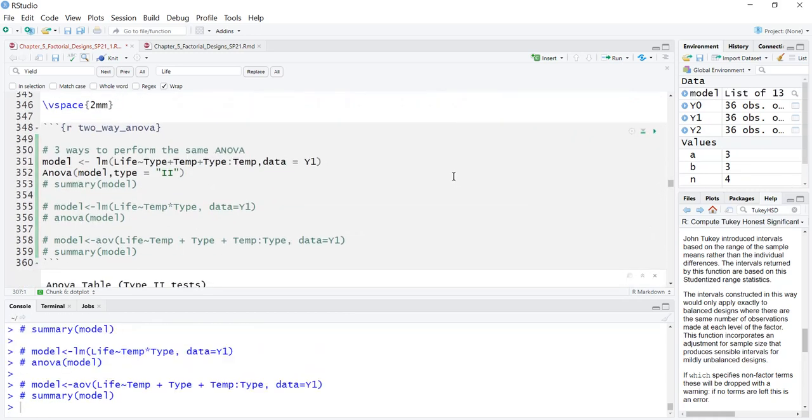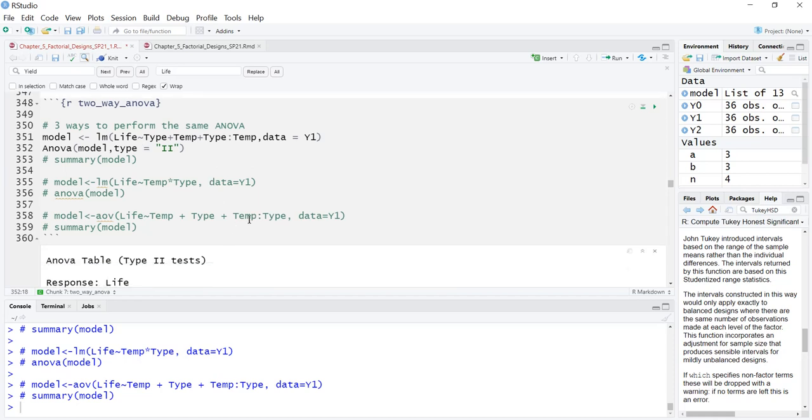And so I've put the ANOVA here. I've put 3 different ways to do the ANOVA. Instead of using the method that we've used before, which is this third method, I decided to use a linear model. Okay, so we've got life by temp, or type by temp, and then by type colon temp.